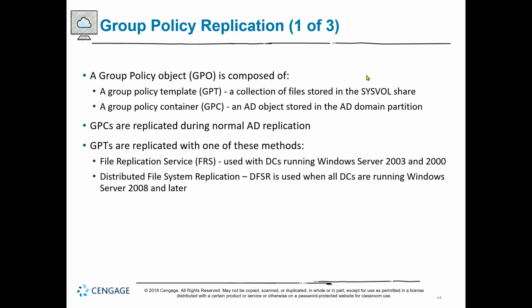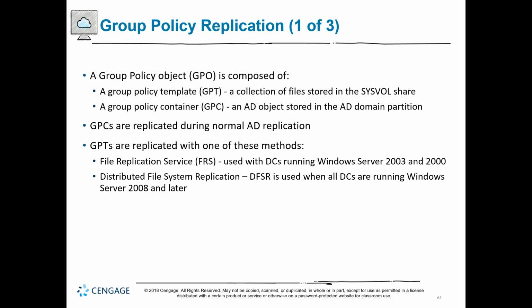Group policy replication. We're close to the end. Stay with me, guys. A group policy object is composed of a group policy template, which is a collection of files stored in the Sysvol share, and a group policy container, which is an object in Active Directory stored in the AD domain partition. GPCs are replicated during normal Active Directory replication. GPTs are replicated with one of these methods.